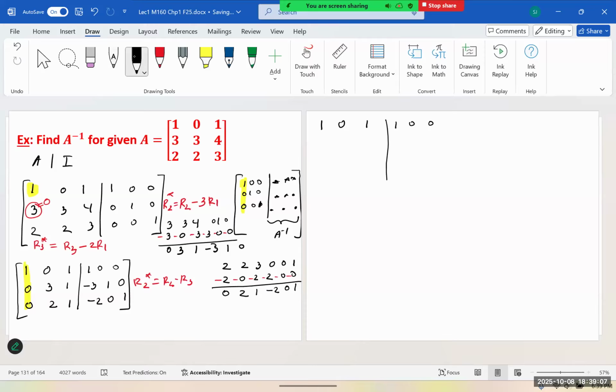Then when you subtract the third row from the second row, we get 0 minus 0 is 0, 3 minus 2 is 1, 1 minus 1 is 0, negative 3 minus negative 2. So negative 3 minus negative 2 means negative 3 plus 2. So we have negative 1 here. 1 minus 0 is 1, 0 minus 1 is negative 1. And we have 0, 2, 1, negative 2, 0, 1.